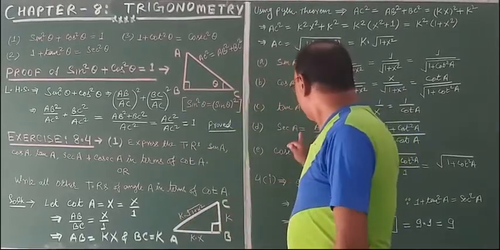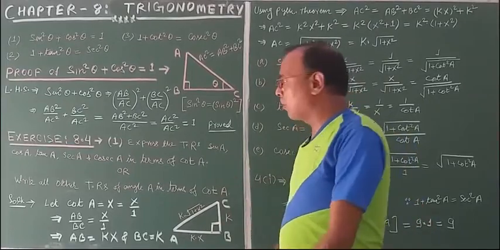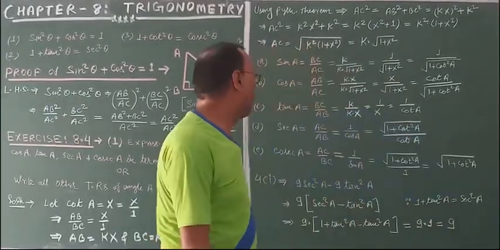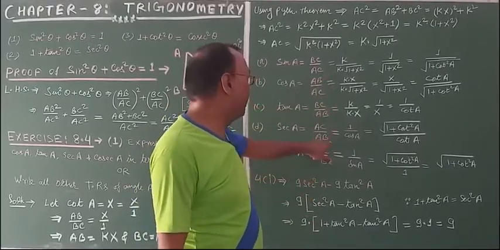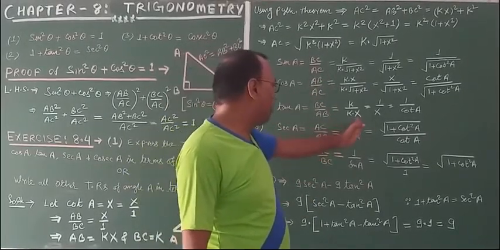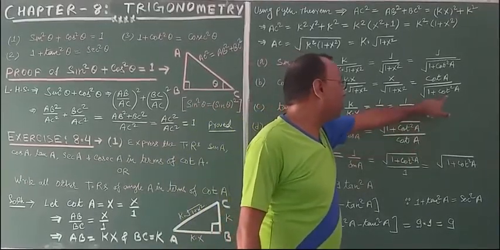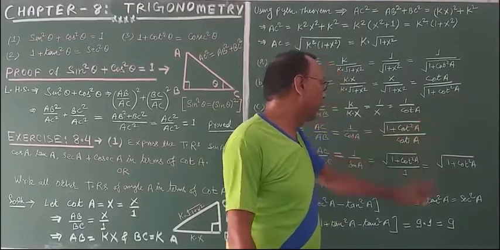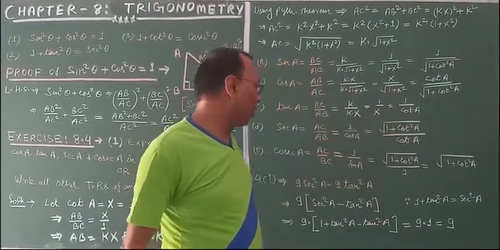Similarly, sec A. Sec A is the reciprocal of cos A. So simply we can write AC upon AB, or 1 upon cos A. So we will invert this. You will get square root of 1 plus cot square A upon cot A.